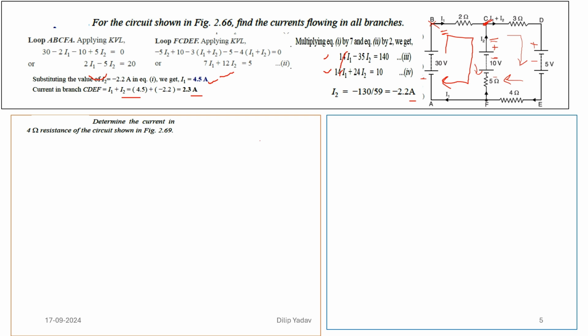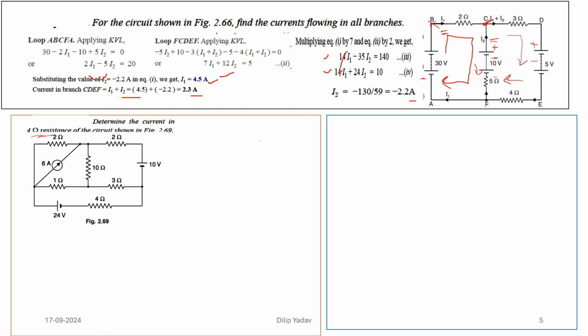It is going to ask me to determine the current in the 4 ohm resistance for the circuit shown in 6.29. So this is the given: it asks for the current in the 4 ohm resistance. This is the 4 ohm resistance, and it asks me to find the current in the 4 ohm. So that means I need to calculate the current across this terminal.